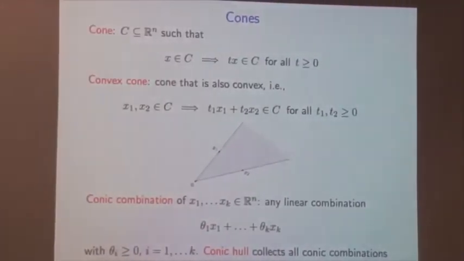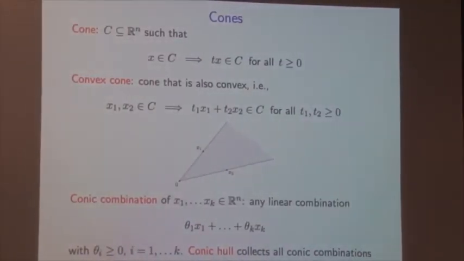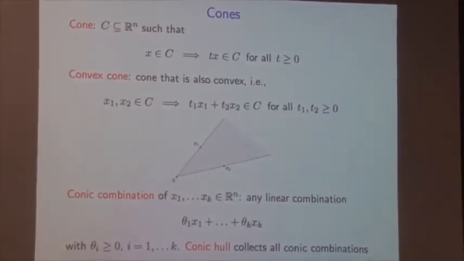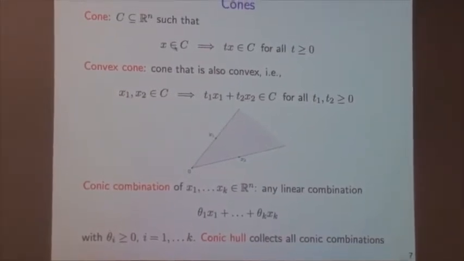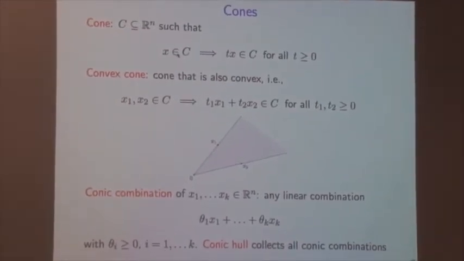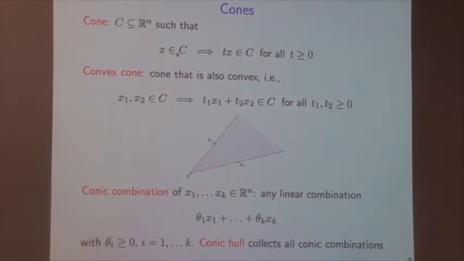So cones are another kind of fundamental set, and we're particularly interested in convex cones. A cone just has the property that if x is in the set, then any positive scalar multiple tx of that point is also in the set. I just restrict t to being positive. So a convex cone, not surprisingly, is a cone that's also convex. That means I can take any 2 points and any 2 positive multiples of those points, and it still must lie in the set.